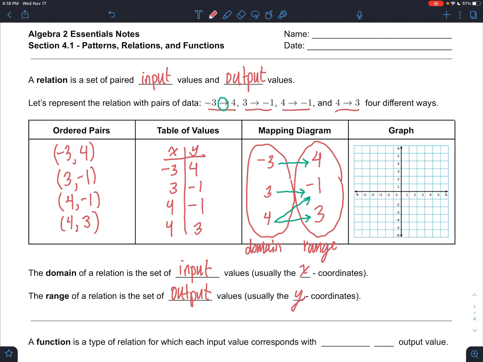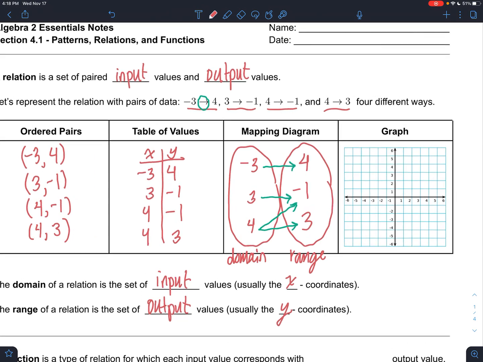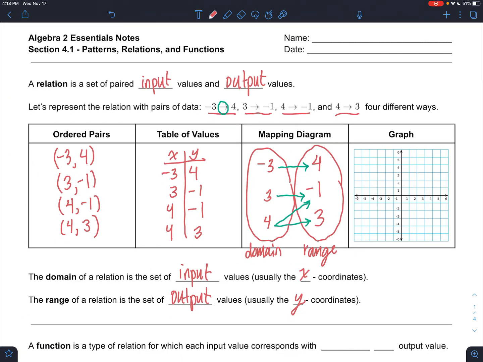We can also draw a graph with these. If I have my ordered pairs over there on the left, I'm just going to plot those. So I go -3 first and then up 4. That gets me here. 3 to the right and down 1 would be here. 4 and down 1 is here, and 4 and up 3 is right up there. Do not connect the dots. This is the entire graph. There's only 4 pieces of data.